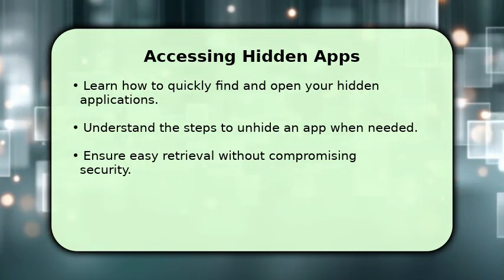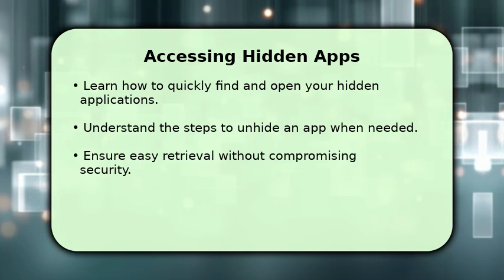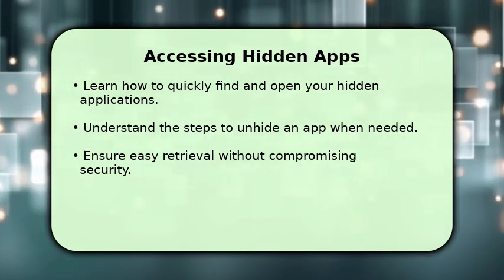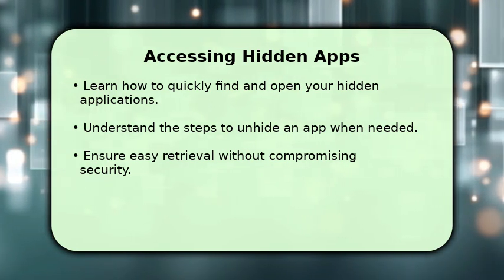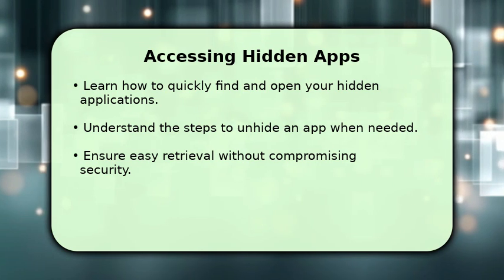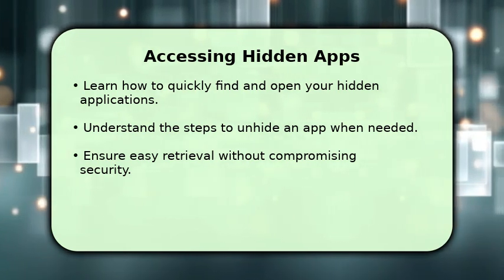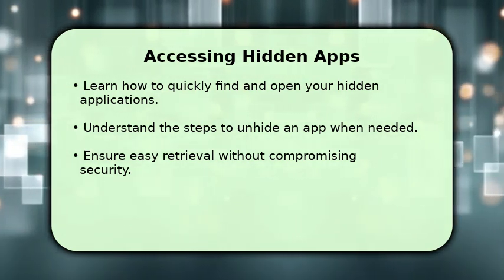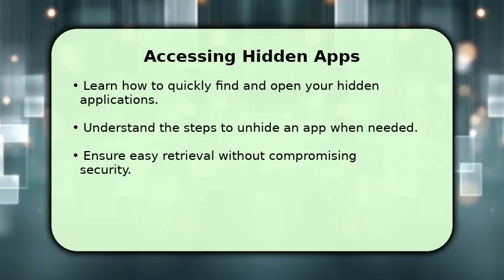Once an app is hidden, accessing it is straightforward. Depending on your method, you might use a search bar, a specific code, or navigate to a hidden folder. Unhiding an app typically involves reversing the steps you took to hide it, often through your device settings or the third-party app. This flexibility ensures you can always retrieve your applications easily, maintaining both convenience and privacy.